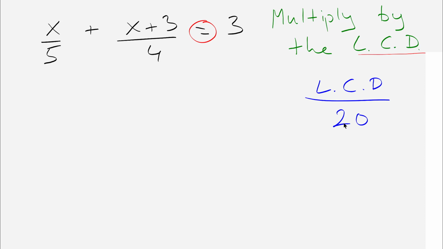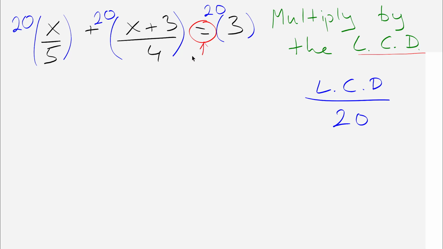So the method is to take each term and multiply it by the lowest common denominator. I'm going to take each term and write it in a bracket. This term will get multiplied by 20. This term will get multiplied by 20. And this term will get multiplied by 20. So we have 3 terms, and each term got multiplied by 20. Because it's an equation, because of that equals sign, you can take an equation and multiply it by whatever you like. In this case, it makes sense to multiply the equation by 20 because 20 is the lowest common denominator, and we'll see why in a second.